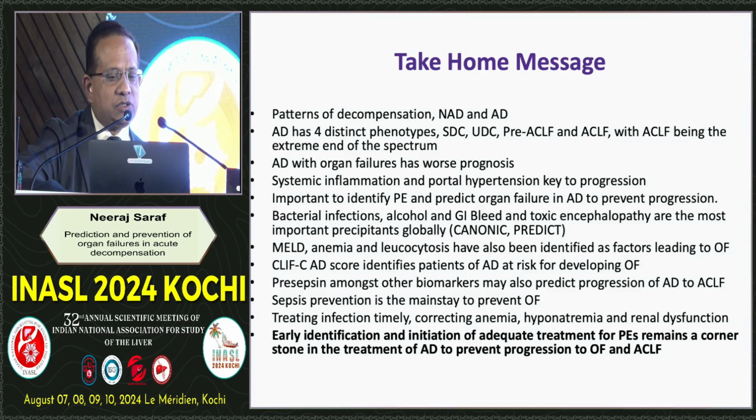The CLIF-C-AD score identifies patients of acute decompensation, and I think that's a very easy clinical score to really use in clinical practice. Biomarkers may have a role, but I think at present they're not being really used in clinical practice. I think basically what it boils down to is that systemic inflammation and preventing sepsis is the mainstay of preventing organ failure. So early identification and initiation of adequate treatment of precipitating events remains the cornerstone in treatment of acute decompensation to prevent progression to organ failure and ACLF.